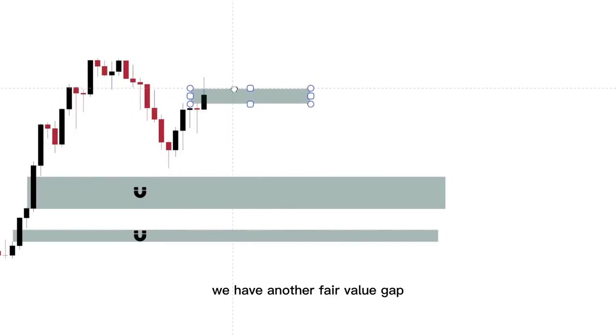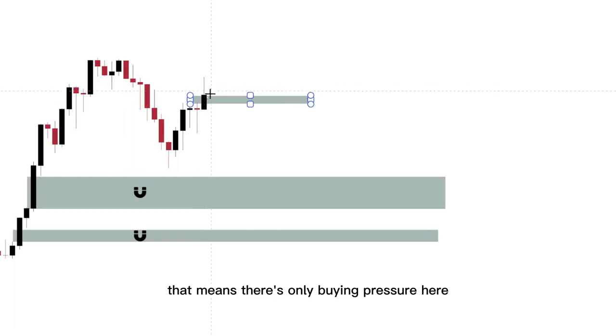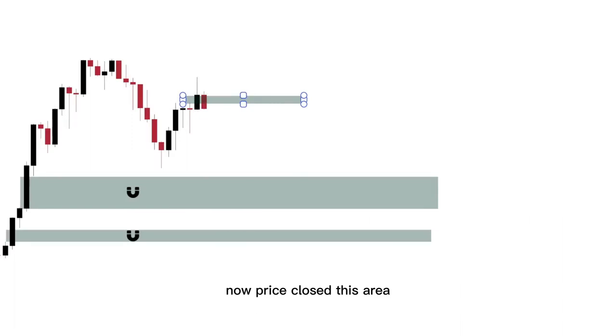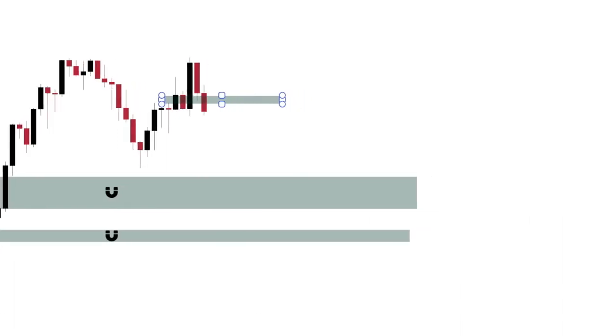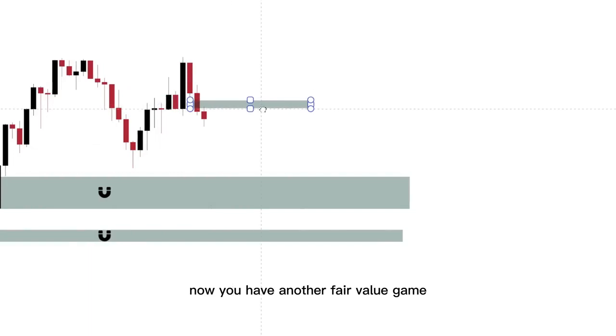We have another fair value gap where the candle closed, and this is the previous candle. That means there's only buying pressure here. Price did not come and close out this area. Now price closed this area. Now you have another fair value gap.